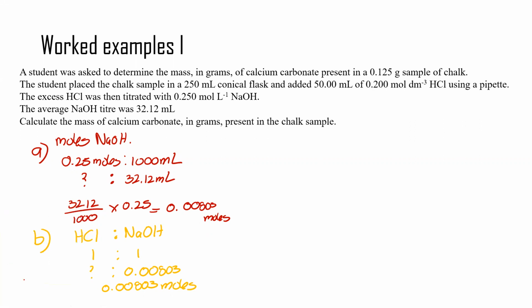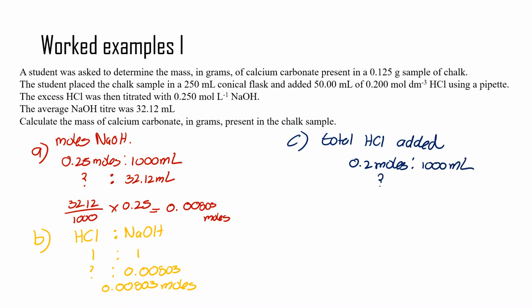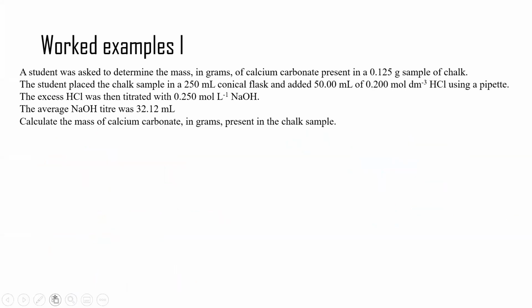We can then go on and work out how much was the total HCl in solution that was added. So total HCl added, and this was 0.2 moles in 1000 milliliters. How many in 50 milliliters? 50 divided by 1000 times 0.2, which is equal to 0.01 moles. Then we can go to D.